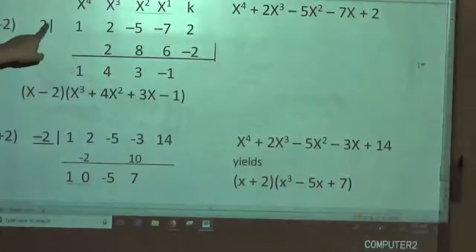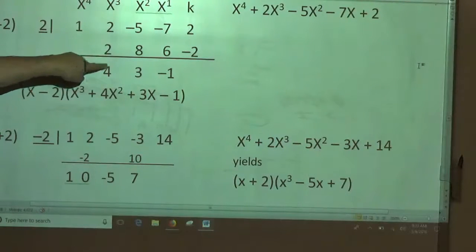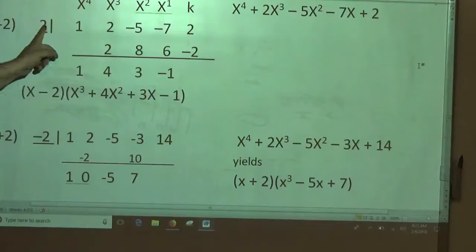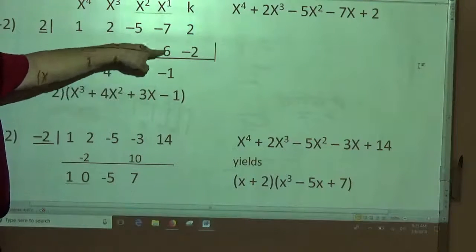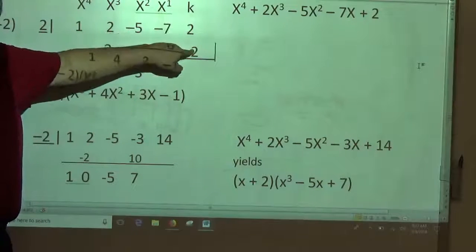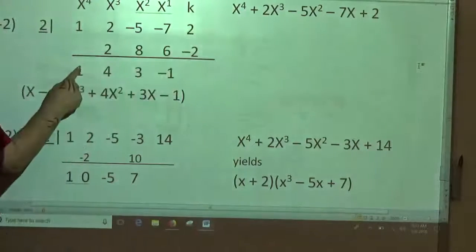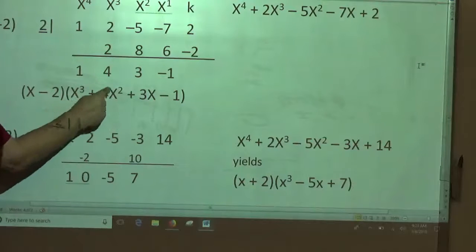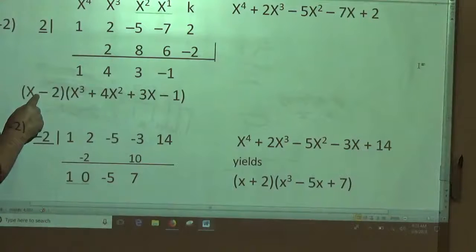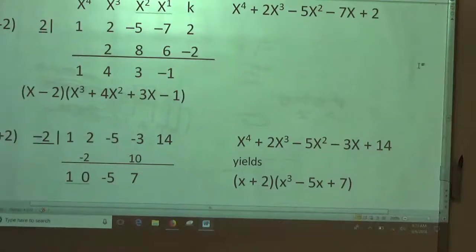All right. So 2 times 1 is 2. That goes here. Add them, get 4. 2 times 4 is 8. Put it here. Add them, get 3. 2 times 3 is 6. Put it here. Add them, get negative 1. 2 times negative 1 is negative 2. And I already knew that 0 was there. So, because this was a fourth, this is x to the third, 4x squared, 3x minus 1. x minus 2 times that, and then you'd work on that one to try to see if it factored.